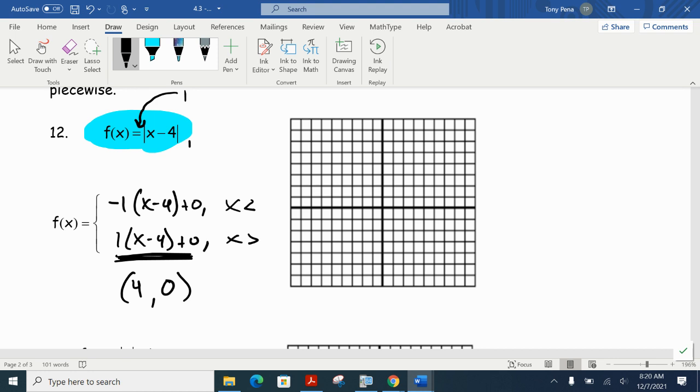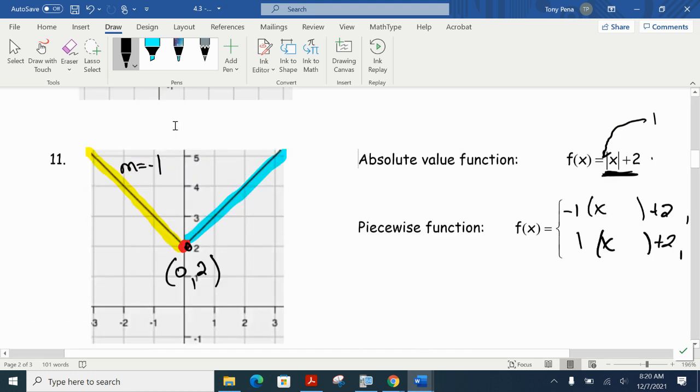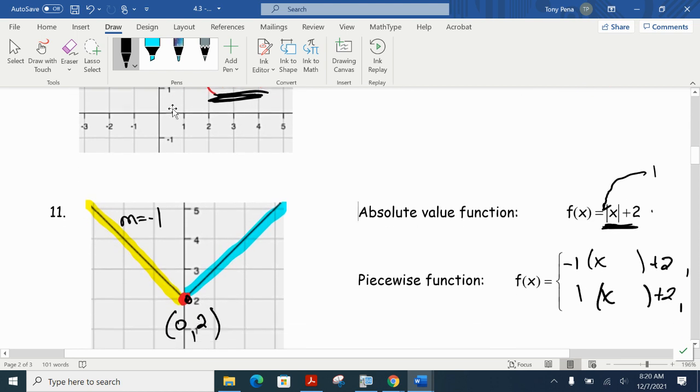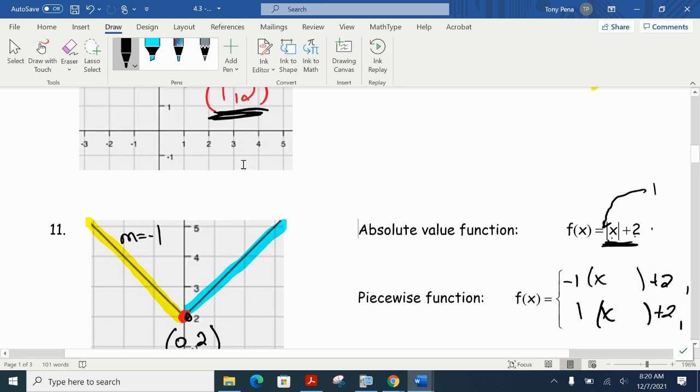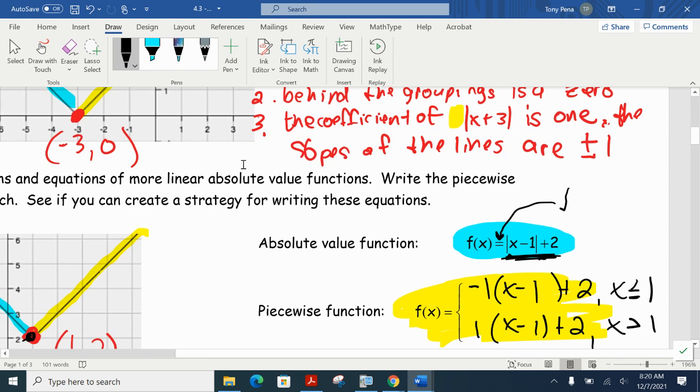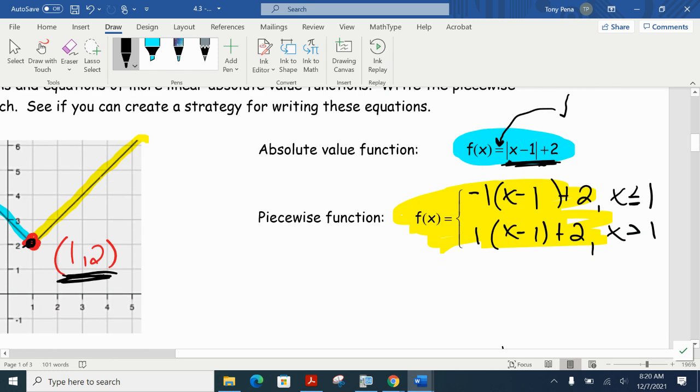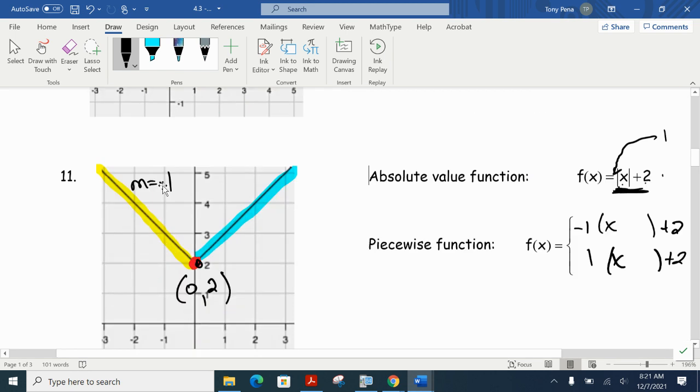So if we go back to all of these here, notice how this point is 0, 2 in this one. There's a 0 and a 2. That's your vertex. If I go back to this one, if we look at our point here, positive 1, positive 2. That's because this is x minus 1, x plus 2. Whatever that point is, that's your vertex.